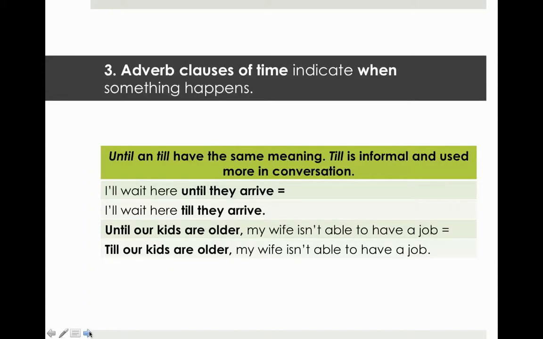Okay, then we have these adverb clauses of time that indicate when something happens. Until or till is informal. It's used more in conversation. Usually in writing, you'll use until. And a lot of people get kind of confused about how until works in meaning. I'll wait here until they arrive, or I'll wait there till they arrive. Until our kids are older, my wife isn't able to have a job. Till our kids are older, my wife isn't able to have a job.